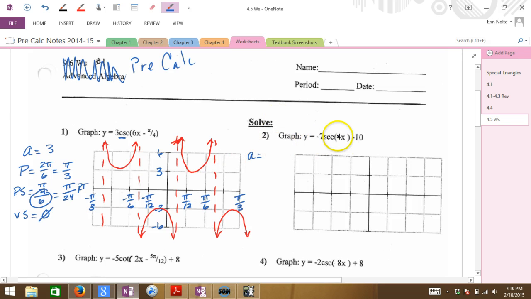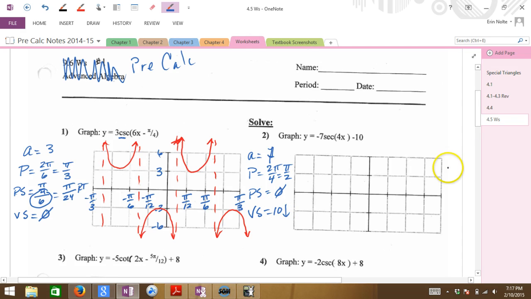Amplitude for this one is negative 7. Well, you can't have a negative amplitude, so I'm going to call it positive 7. The period, 2 pi divided by the b, which is 4, is going to make pi over 2. The phase shift is c divided by the b. In our particular case, there is no c, no adding or subtracting inside the parentheses, so I'm going to say none there. But we do have a vertical shift, and it is down 10. All right, so there's my step 1.